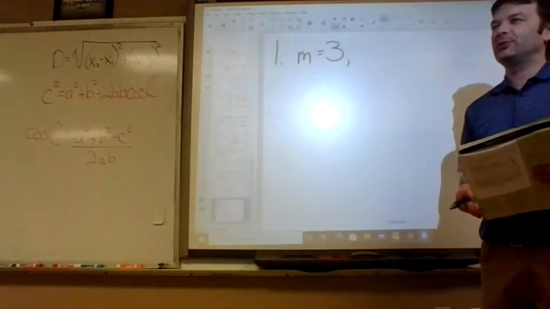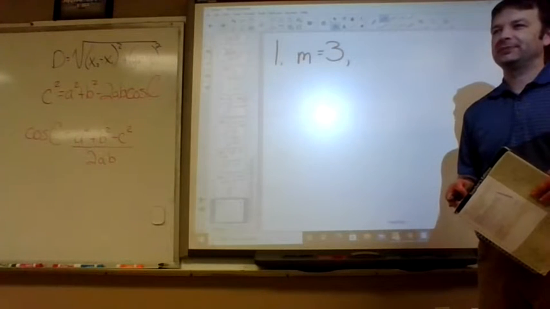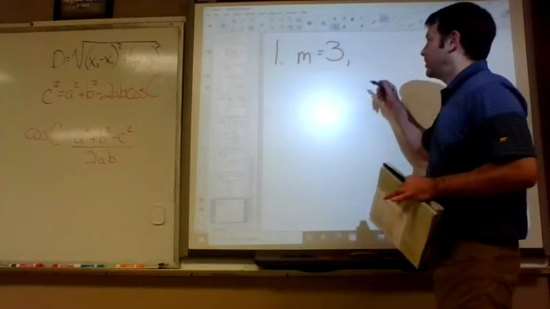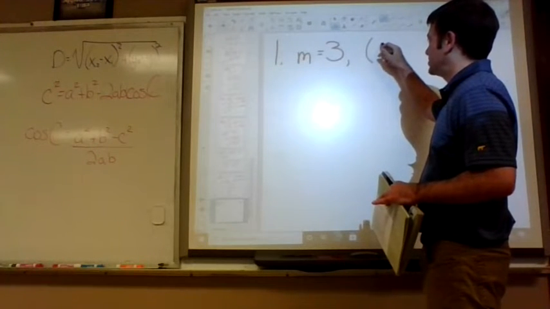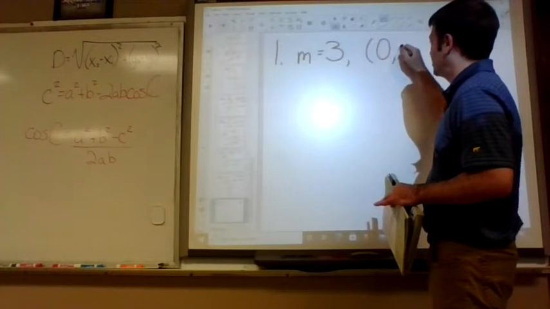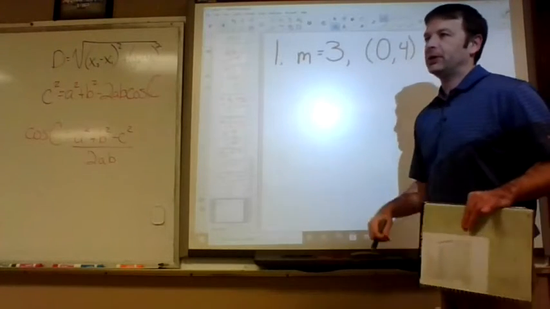What is the y-intercept? It's at 4. I would probably say it's okay to say it's just at 4, but I'm going to call it (0, 4), because that would be its location on the graph.